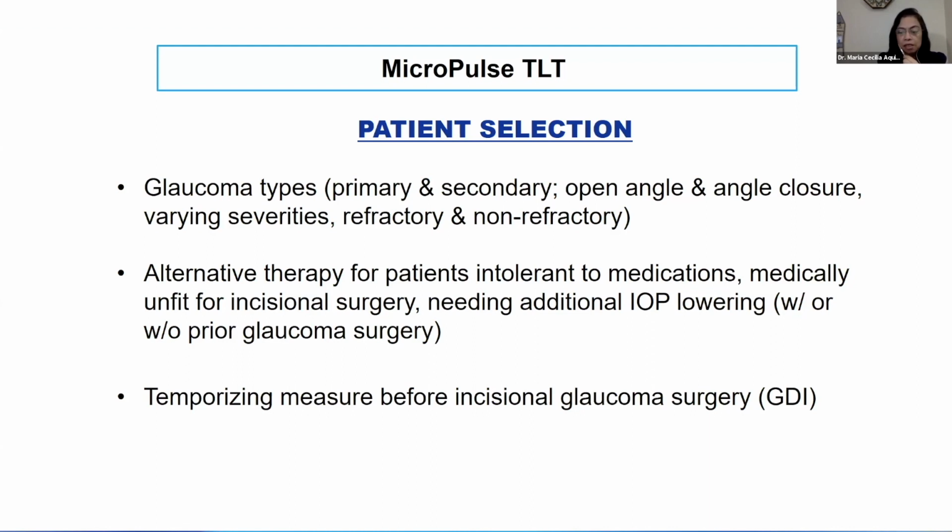This laser therapy is useful as an alternative for patients intolerant to medications and those who are medically unfit for incisional surgery, or as an adjunct for those needing additional intraocular pressure lowering with or without prior glaucoma procedures. It's also a very viable option as a temporizing measure before any incisional glaucoma surgery to prevent complications post-op.